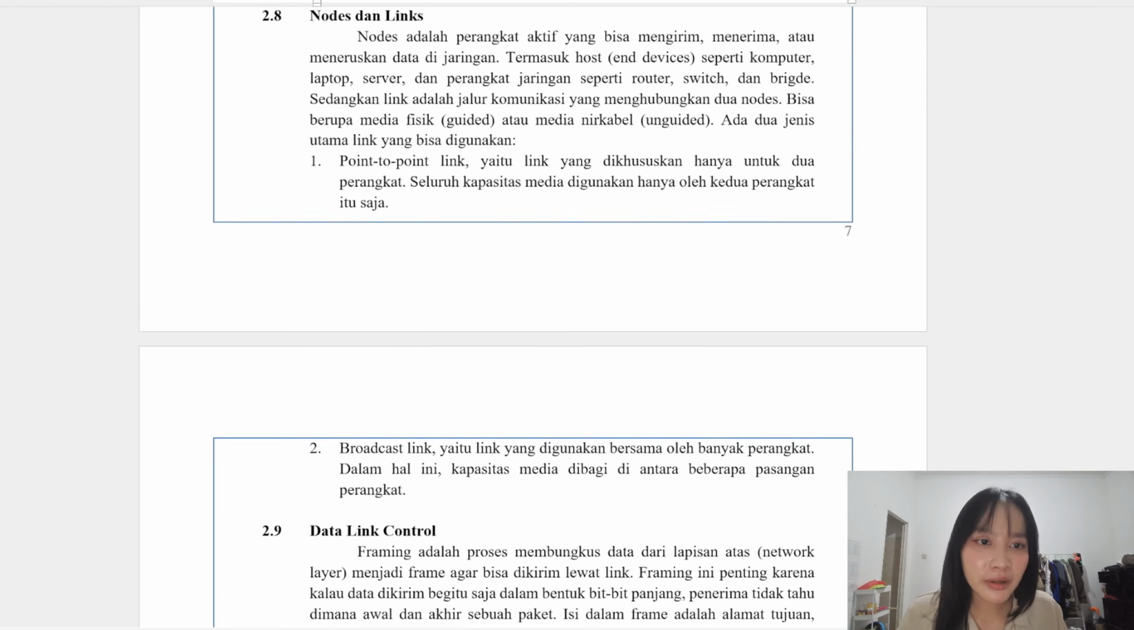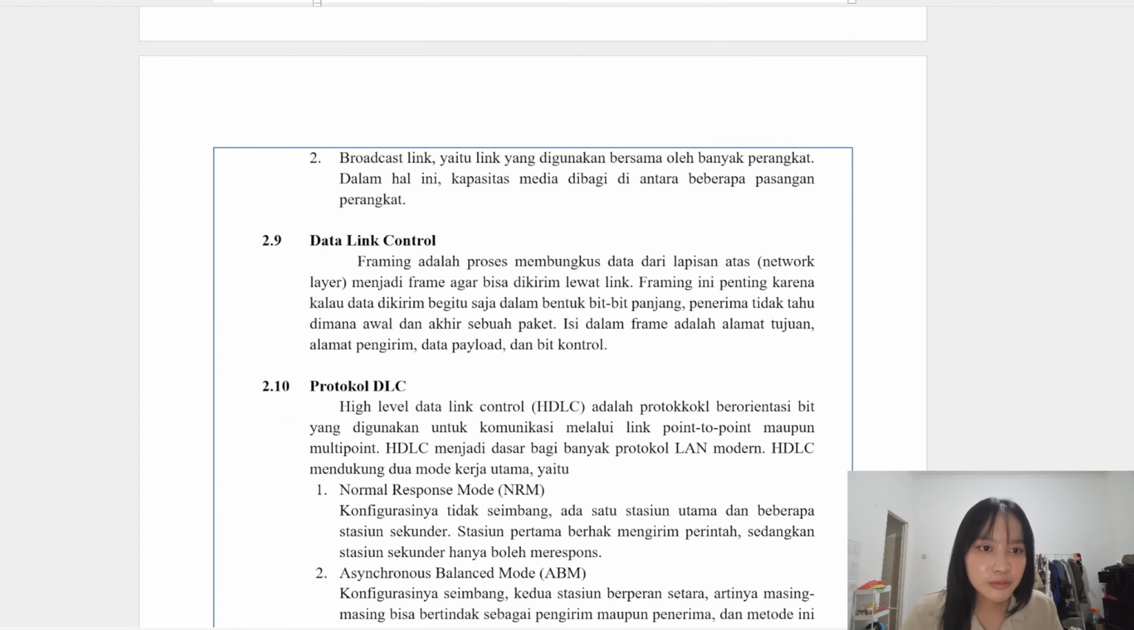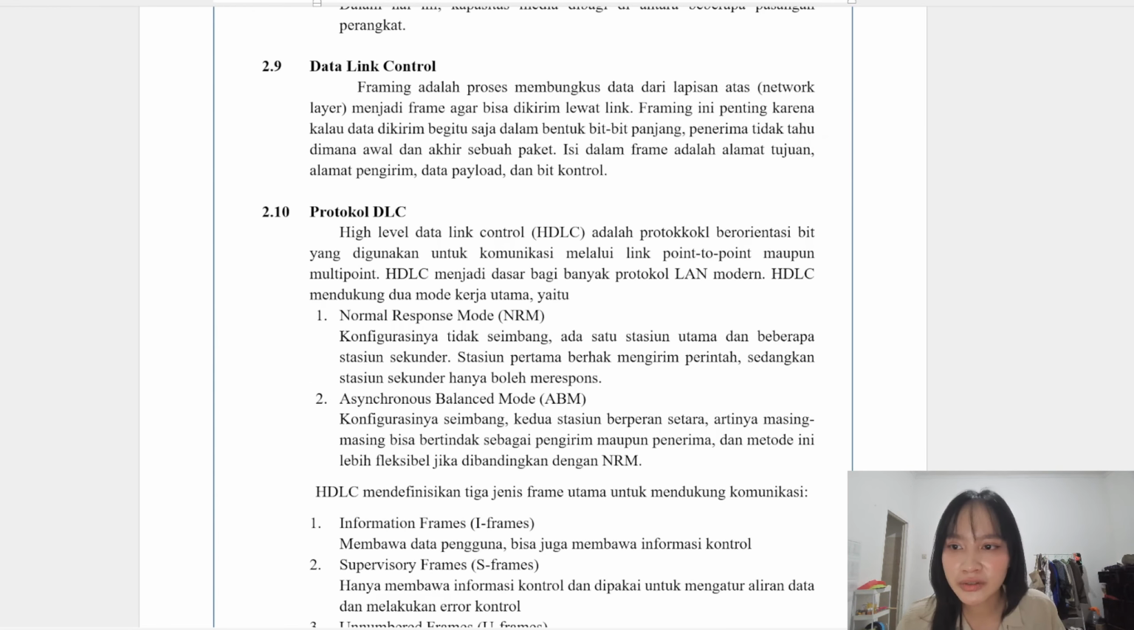And next about the nodes and link. Nodes are active devices that can send, receive, or forward data on a network. And let's move to the next material, that is data link control.